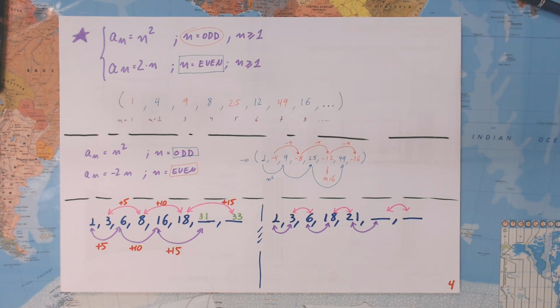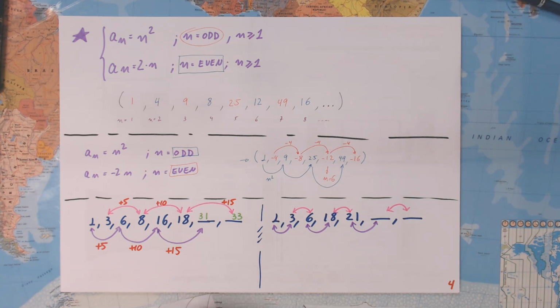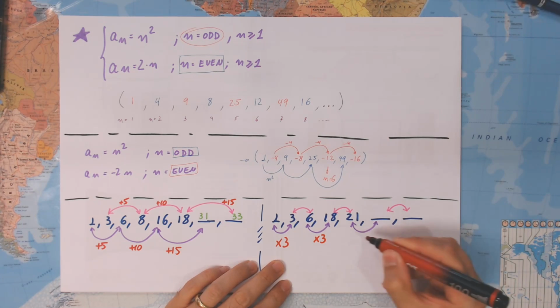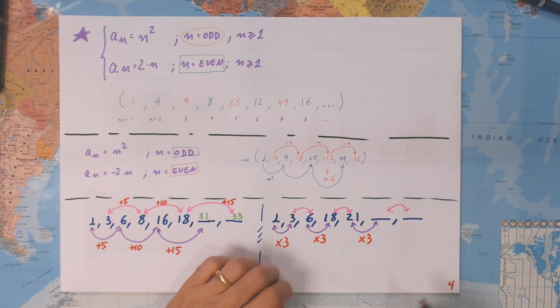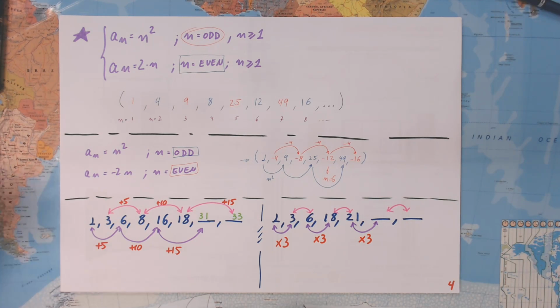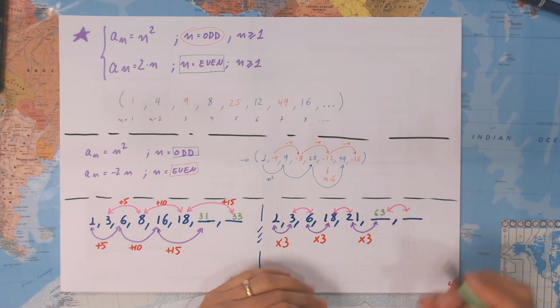Okay, now what about this one? Let's see, what do we have here? 1 to 3, 6 to 18. What is that? We're just multiplying by 3, aren't we? Right? Well, therefore, this should be what? 63, right? If you thought about 63, you are right. Yes, it is indeed 63.